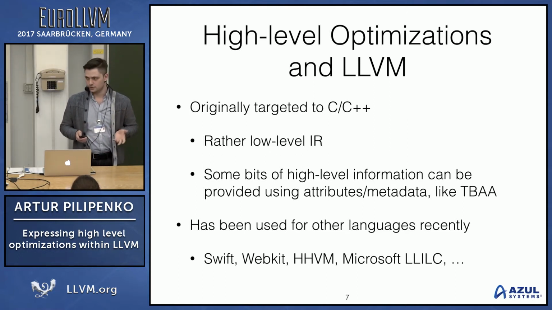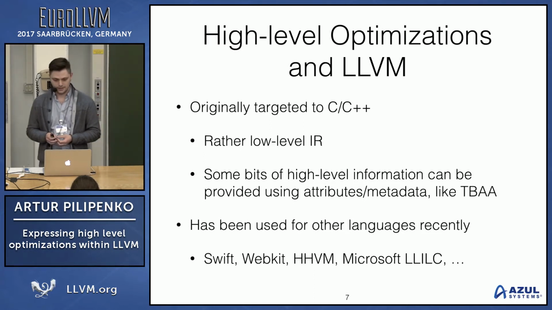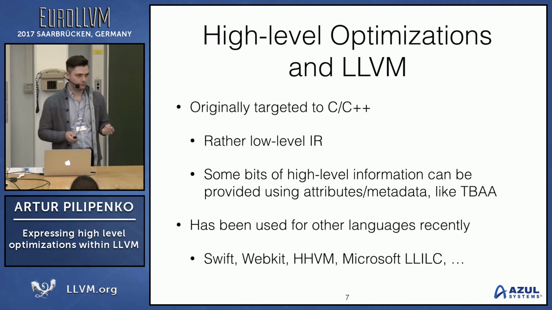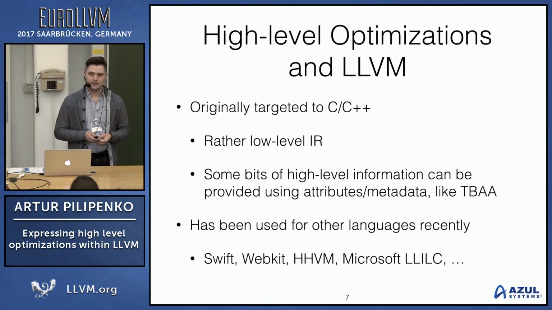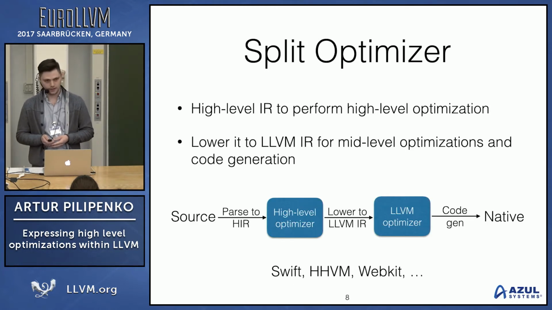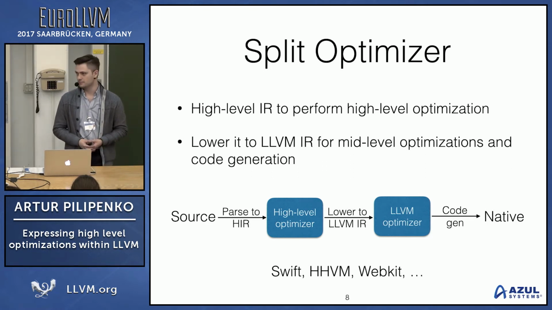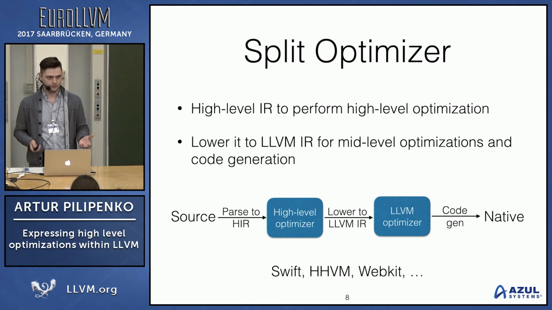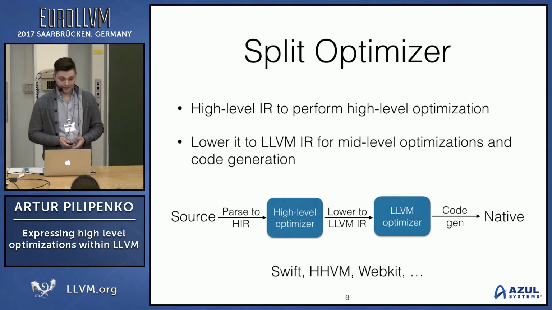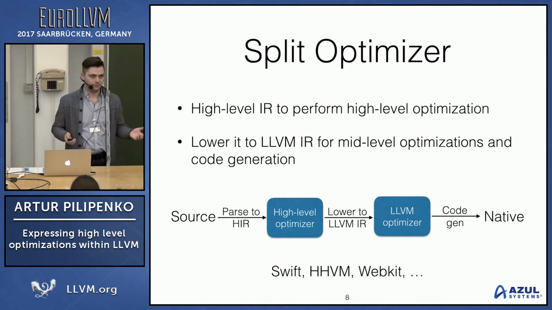And recently LLVM has been used as a compiler for high-level languages, so we are not the only ones who do that. We've seen Swift, JavaScript, PHP, Microsoft .NET. And it seems like a typical way to build a compiler for a high-level language using LLVM is to have some kind of high-level optimizer, probably some existing compiler, and then lower the representation of this high-level optimizer to LLVM IR to let the LLVM optimizer do the rest of the transformations and the codegen. At least that's how Swift, HHVM, and WebKit compilers are built.